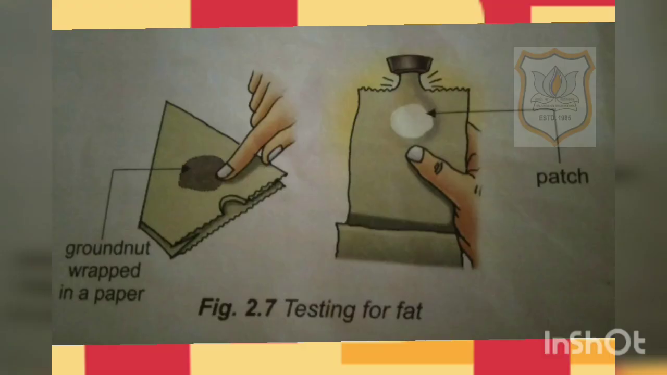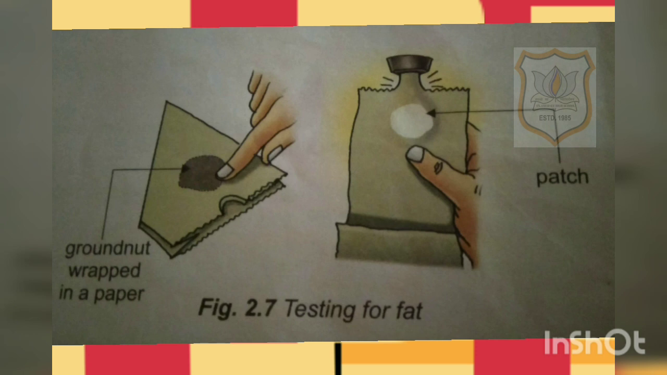Dear students, let us test the presence of fat in a food sample. Here I have shown a diagram of testing for fat. Things needed: peeled groundnut and a piece of clean paper. Take some peeled groundnuts, wrap them in a piece of clean paper and crush it. Take care that the paper does not tear. Remove the crushed groundnuts and straighten the paper.